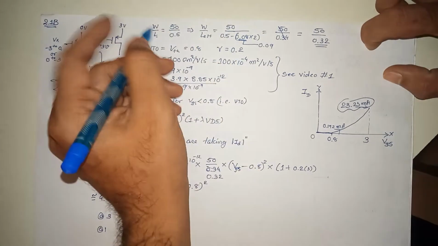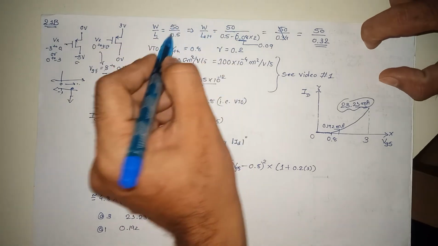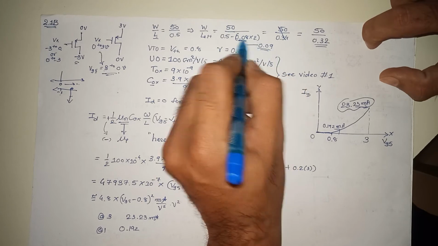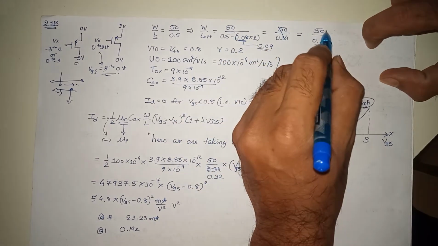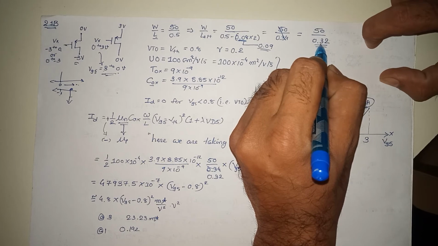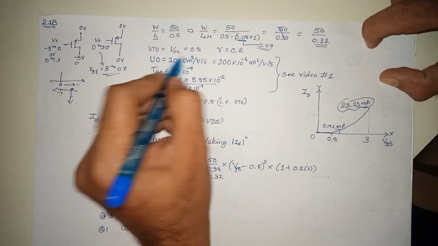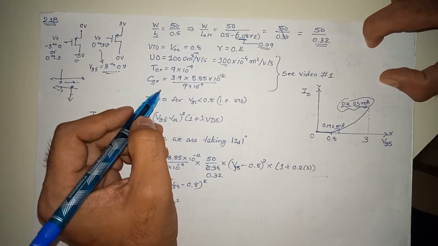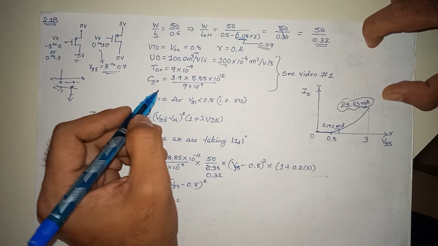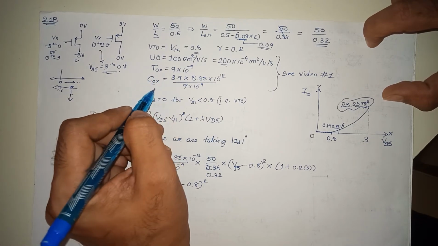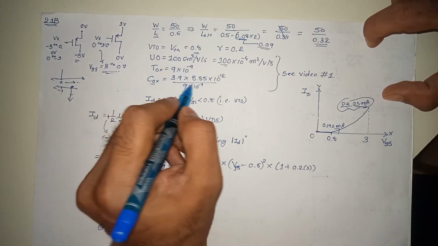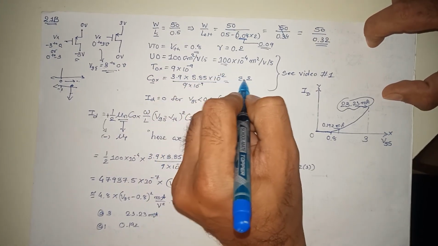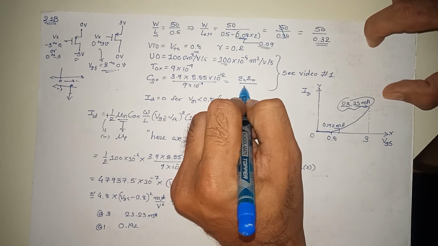Okay, so we got W by L as 50 by 0.5. L effective we found. Here LD is 0.09 instead of 0.08, and the answer will be 50 by 0.32. VTO is given, UO is given, this time it is 100, VTO is 0.8. Remember in NFET it was 0.7. TOX is given. We found COX with the help of TOX, epsilon R, epsilon 0 and TOX. I am again sorry, this is not E, this is epsilon R.